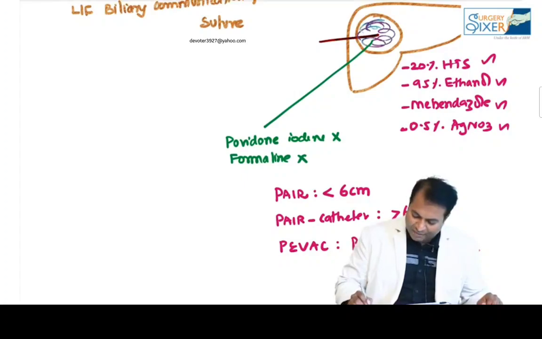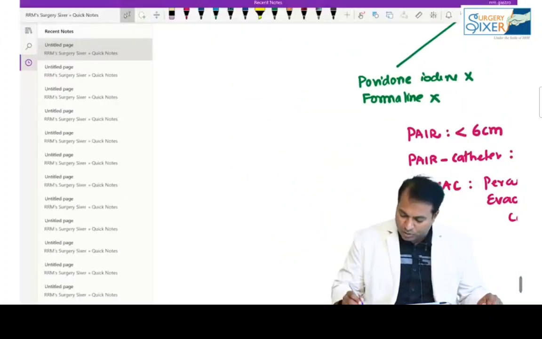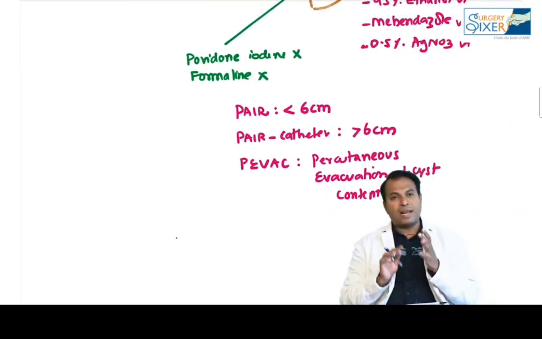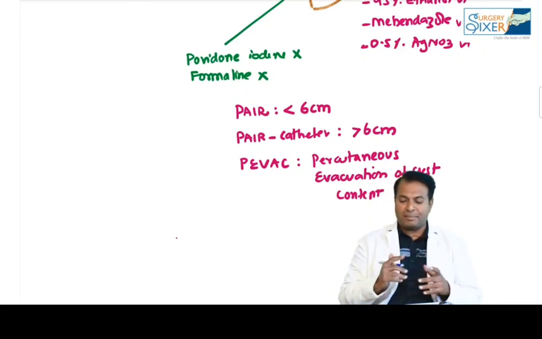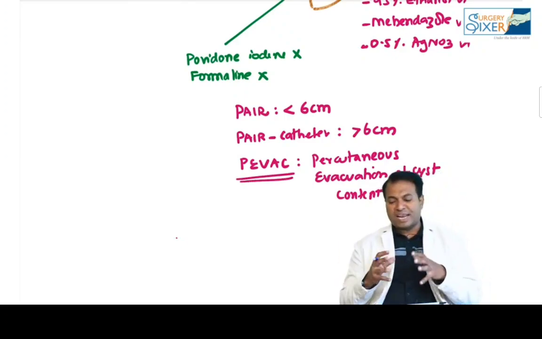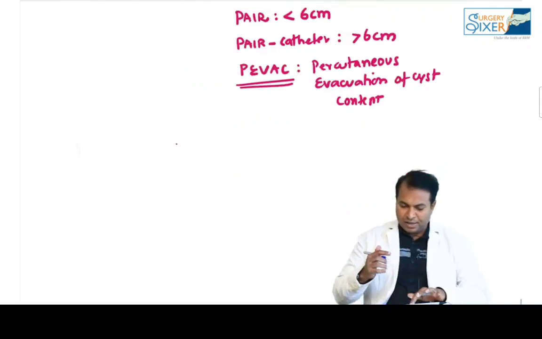Percutaneous evacuation of cyst content is known as PAIR's variant, PVAC. So please don't forget the various procedures we are doing: PAR for less than 6 cm cyst, PAR catheter for more than 6 cm, and PVAC for some cases which are having solid materials, where we can evacuate the cyst content, known as PVAC.